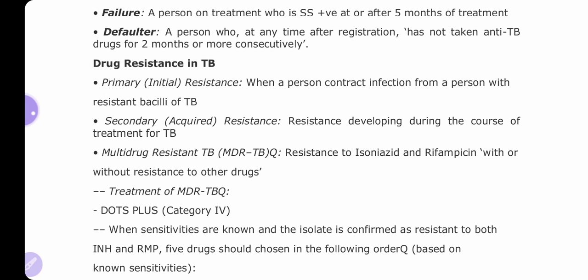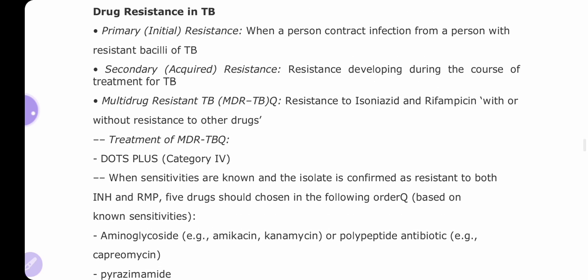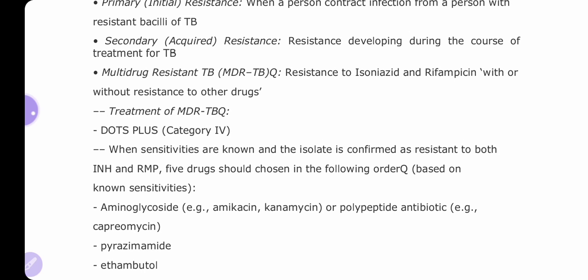Multi-drug resistance, that is MDR TB, is resistance to isoniazid and rifampicin with or without resistance to other drugs. So for MDR TB, there should be a resistance to isoniazid and rifampicin. So the treatment of MDR TB includes DOTS plus, that is category 4, when the sensitivities are known and the isolate is confirmed as resistant to both isoniazid and rifampicin.